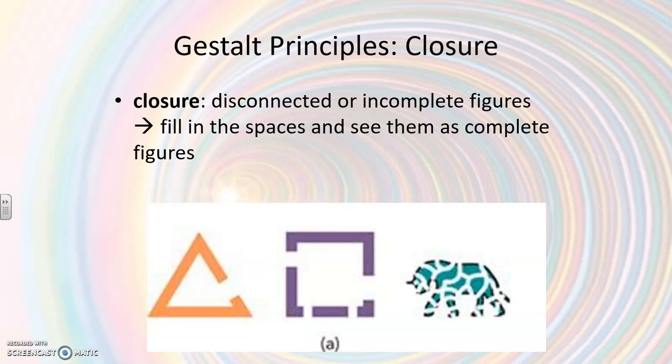So our first example is closure. So these could be disconnected or incomplete figures, and we fill in those spaces to make them complete. So if you look at your examples on the bottom, you have an orange shape and there's something missing out of it. Pretty sure you're not missing a heart. No. It makes a triangle. Again with a square. And then, even though there's a lot missing out of that last part on the right, you could still tell it's a horse.